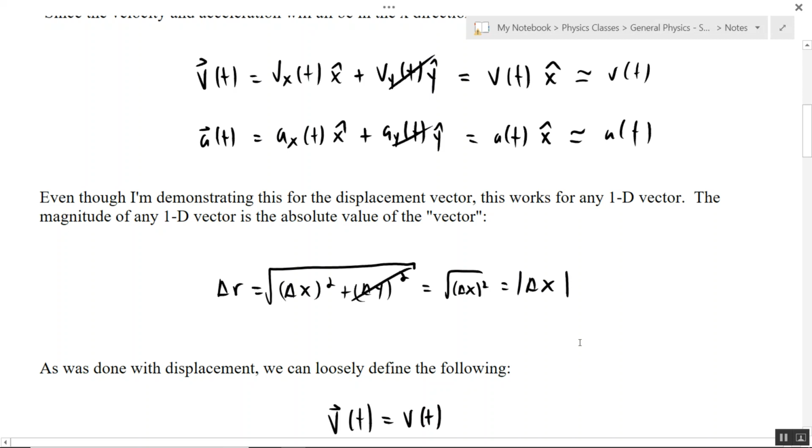All right, so there's a slight change in notation here. Okay, so how does the magnitude of the displacement vector work? The magnitude is the square root of the x part of the displacement vector squared plus the y part squared. This is the general way of finding the magnitude of the displacement vector. But the y part is 0, so it's the square root of delta x squared, which is actually the absolute value of delta x. So the absolute value of the displacement is the magnitude of it in 1D.